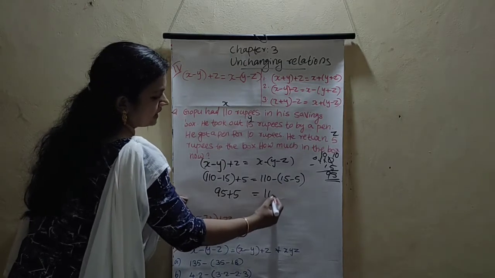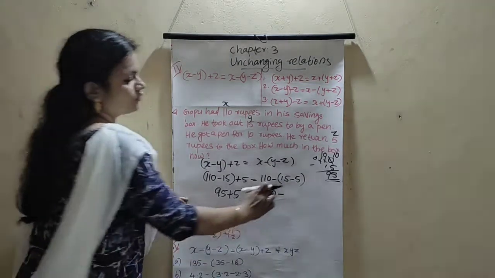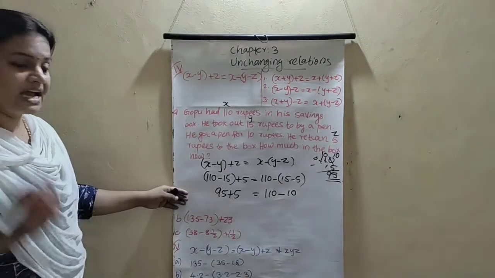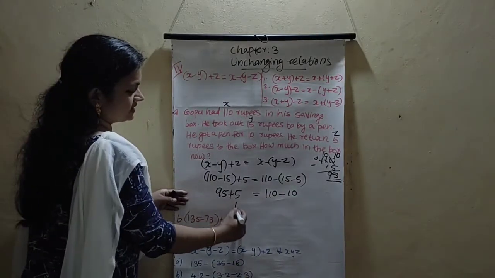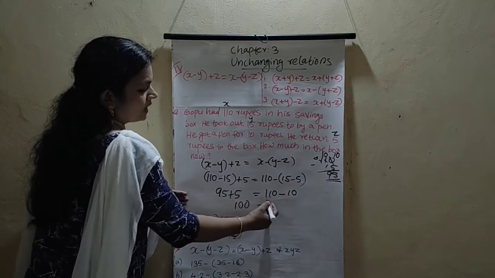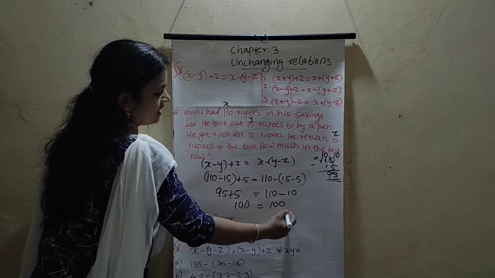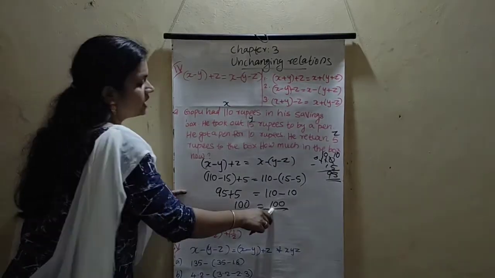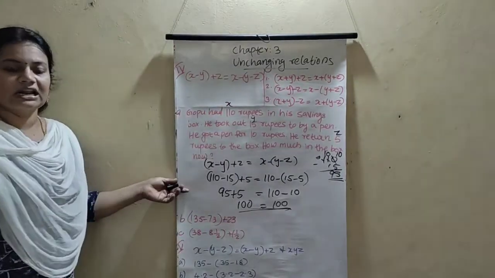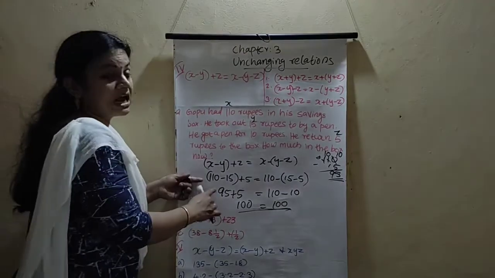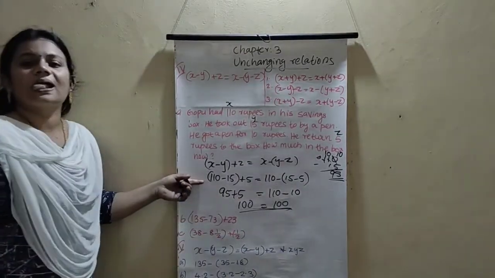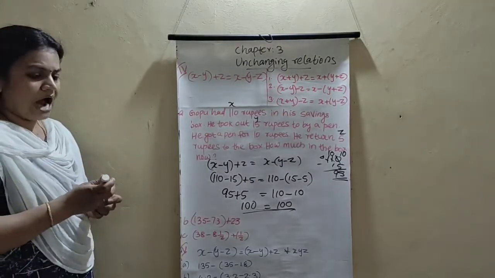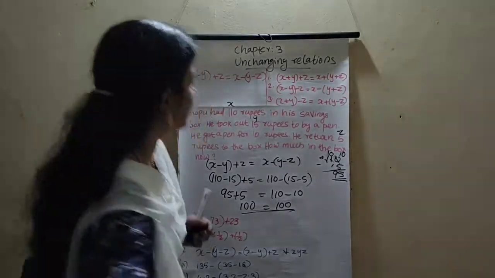Equal to, this is 110 minus 15 minus 5. What is the answer? 10. Then 95 plus 5, what is the answer? 100. 110 minus 10, what is the answer? 100. Then we got the answer 100. Using the fourth general principle, you got the answer. Left side and right side are the same. Okay, 100 equal to 100. Understood how to do this problem, children?